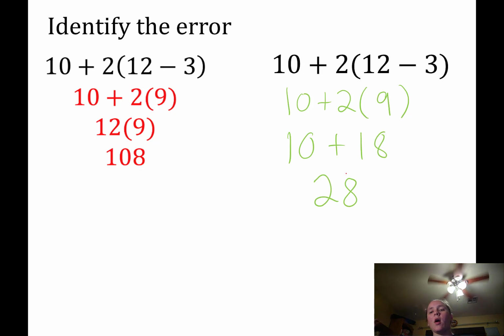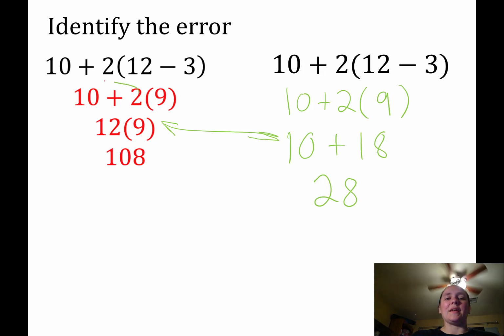Okay, so comparing ours to the one before, where is their error? We notice this step right here looks different, right, between ours and theirs. So here, their mistake was that they added 10 plus 2 together before they multiplied. Okay, we cannot add if there is multiplication.